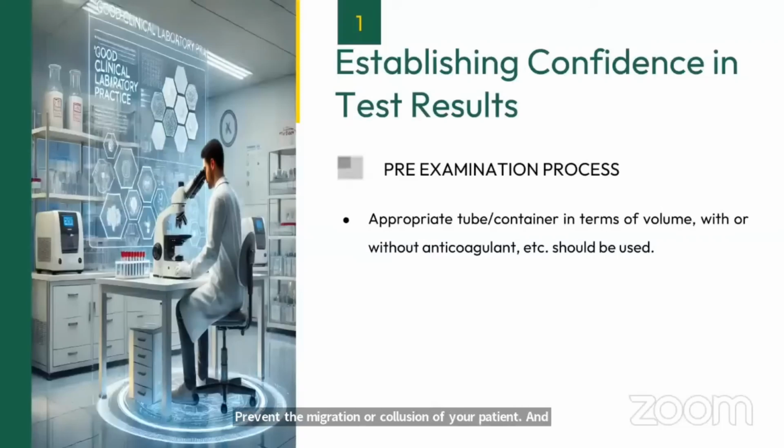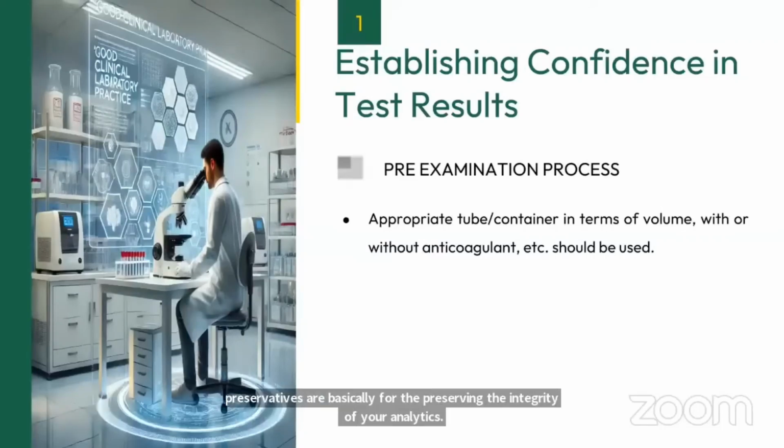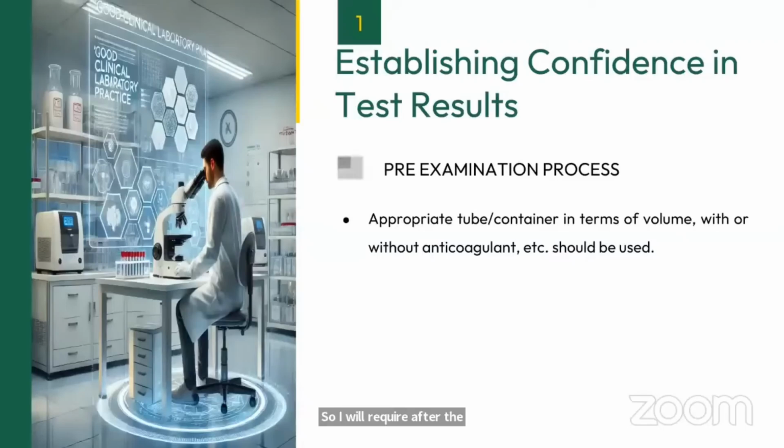So as and when required, as per the test request and as per the specimens, you should use appropriate specimen, appropriate anticoagulant, and appropriate preservatives. For example, if we are collecting a glucose sample in a fluoride tube, fluoride here is a preservative, it is not an anticoagulant.